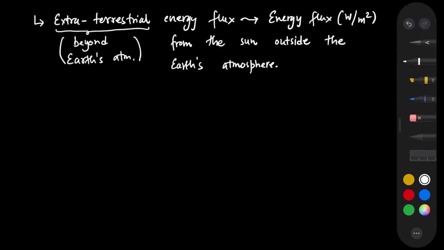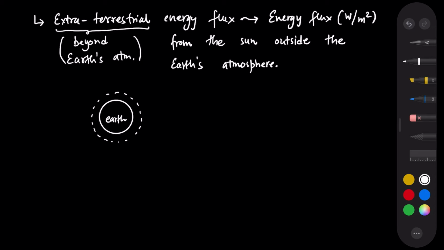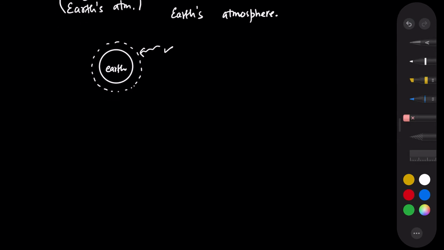Okay, so it means if I consider this to be Earth, and these dotted lines are the Earth atmosphere, so the radiation received by the Earth atmosphere, that is known as extraterrestrial energy flux. These radiation did not cross the Earth's atmosphere. Okay, so if you are familiar with the extraterrestrial energy flux, now let us move forward. Now let us define the solar constant. What is solar constant?